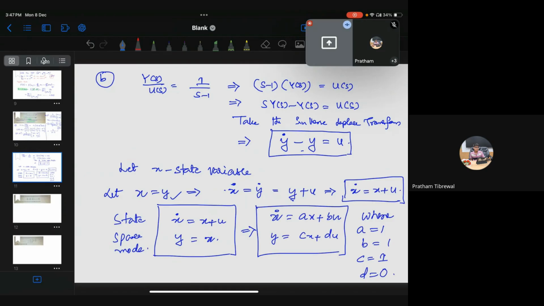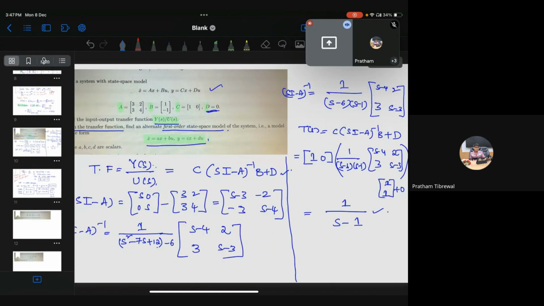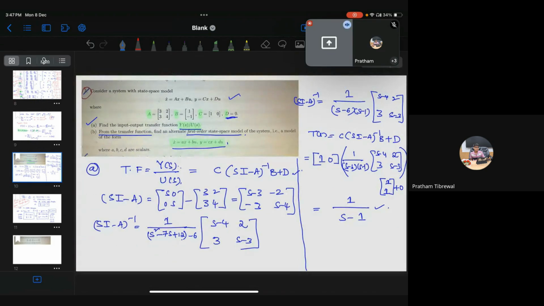So this is an example of finding the state space model from the transfer function, whereas the other one was from state space to transfer function. So the second question is from transfer function to state space. This is state space to transfer function.